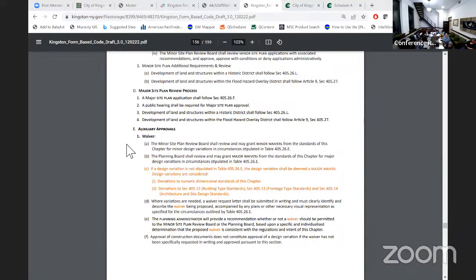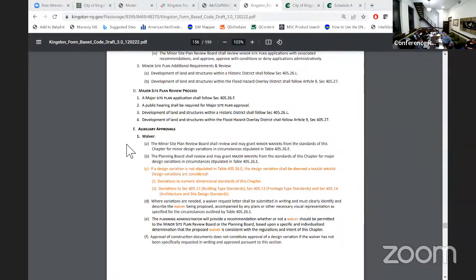So that's something I just wanted some clarification on. Where's the section defining major waivers? It's just after that. No, it's that table you're looking at, but the whole point is it's saying it's not stipulated in the table. The first section says it's not stipulated, that's a major waiver? It says, yeah, if the design variation is not stipulated in table 405.26. Right. And does not meet the intent of this chapter. So those are the two preconditions. Then the design variation shall be deemed a major waiver.